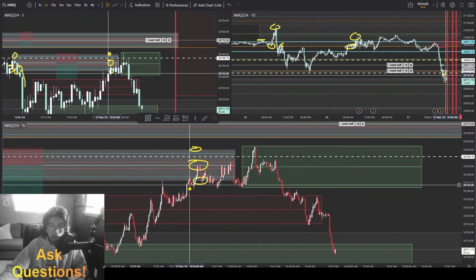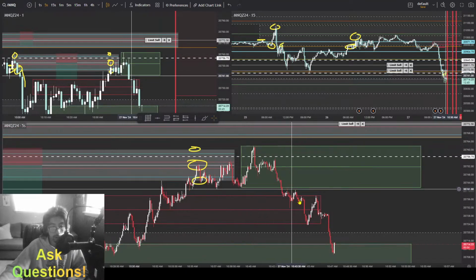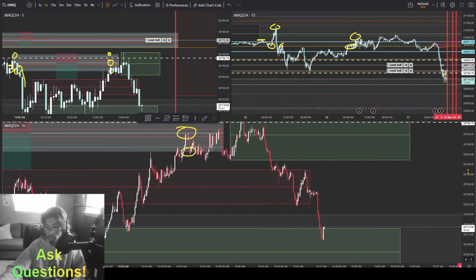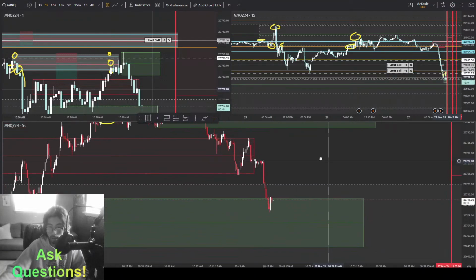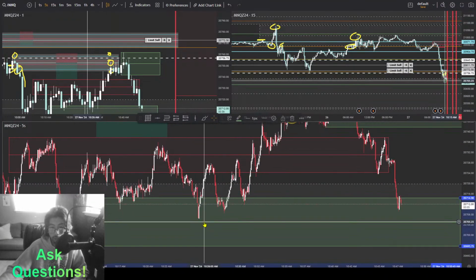Yeah, so this is kind of annoying. I wanted to go for that 1-minute zone right here, but it wicked me out and then it went for it. It is what it is. Losses due to probability. This zone's been holding. I tried taking this trade earlier, but we got way too close to 50%.